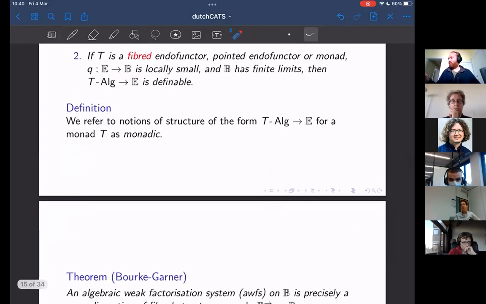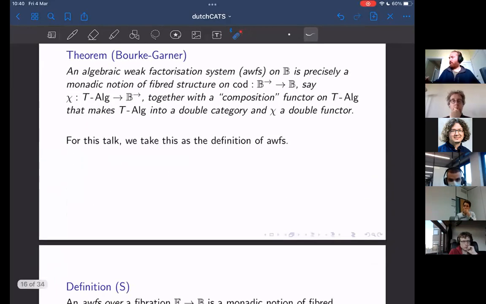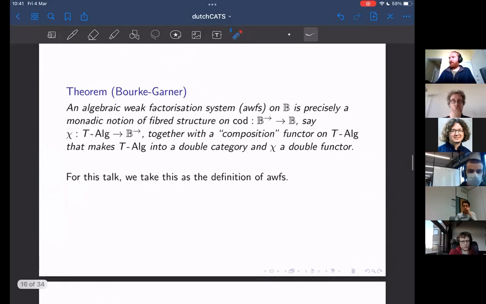So I refer to notions of structure of this form as monadic, and I just emphasize again that T doesn't have to preserve Cartesian maps. And then an important special case of this is algebraic root factorization systems. So I guess this was my original motivation for looking at these. This is not quite the usual definition, but it's equivalent to the usual definition by a theorem of John Bourke and Richard Garner, and I'm just going to take it as a definition today.